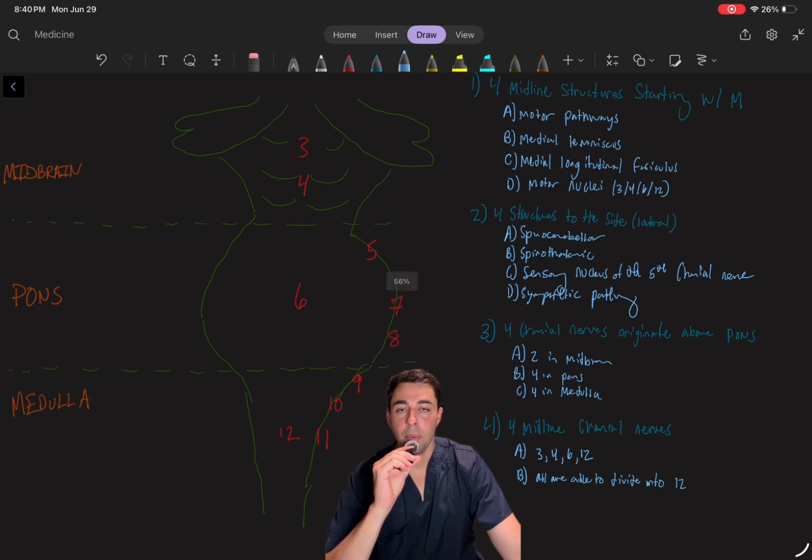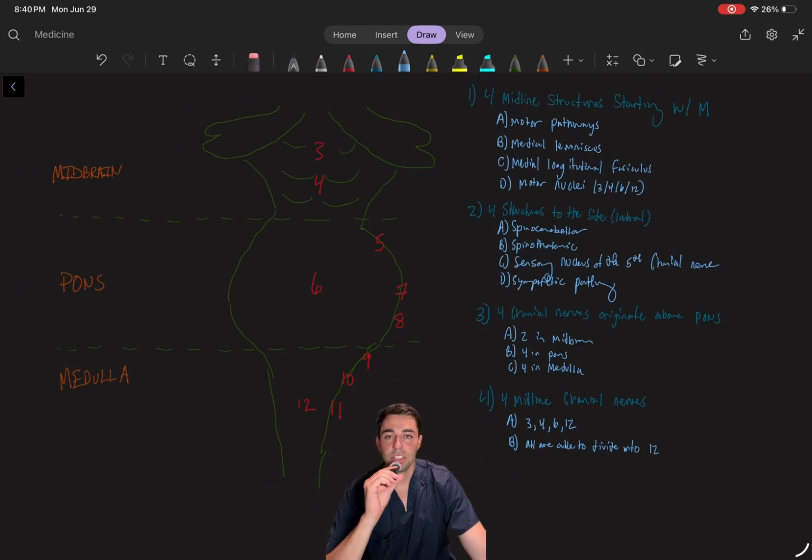Cranial nerve 12, motor innervation to the tongue. A lesion to cranial nerve 12 will deviate the tongue towards the side of the lesion. Remember, tongue towards. TT.